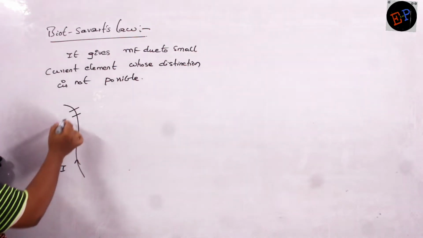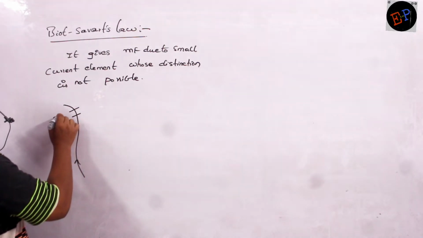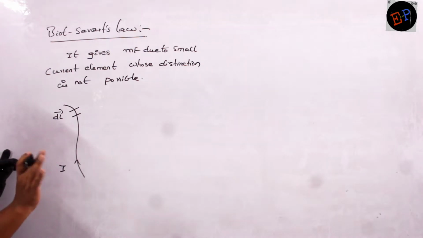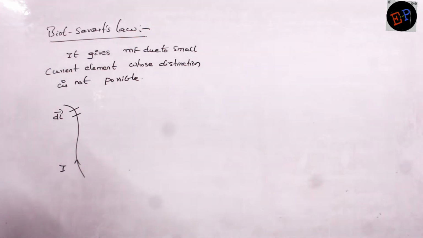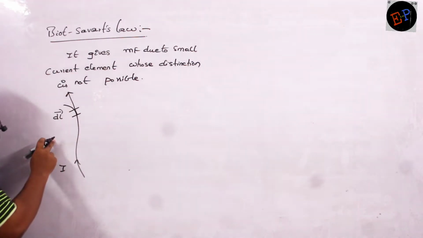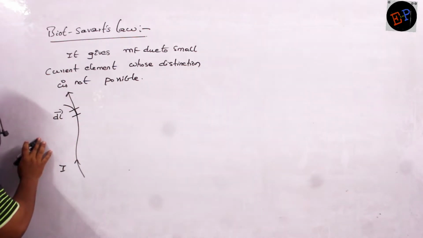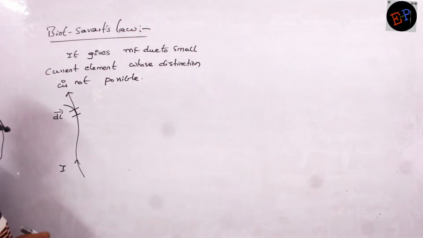We are taking a small element whose length I can call dl dash. Okay, and dl dash is a vector quantity. It is not a scalar quantity. And how to find the direction of this dl dash? To this wire, just draw a tangent. Are you able to understand? Then this tangent direction is the direction of dl dash. And this dl dash, if you multiply by I, then it is called a current element.